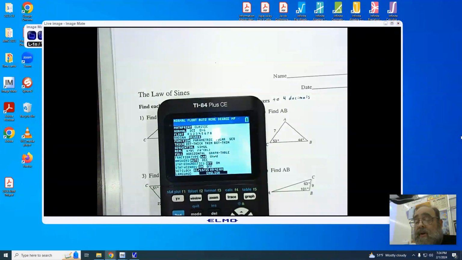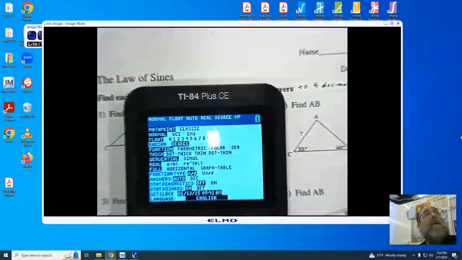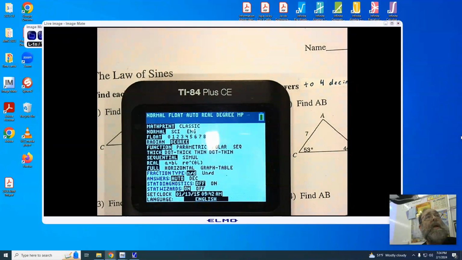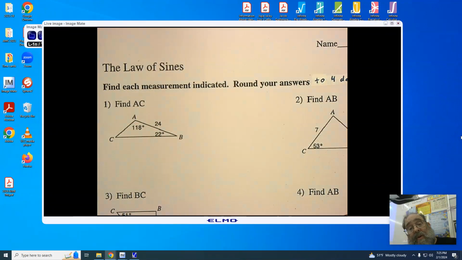I'm just going to show it to you real quick. We want it on function and degree. All right, if you're in radian mode, you're going to have to convert all of your degrees into radians, and I do not consider that to be a blessing. It is not fun.